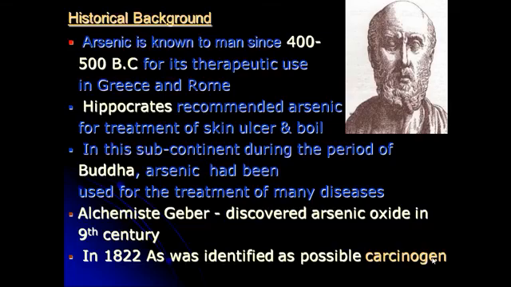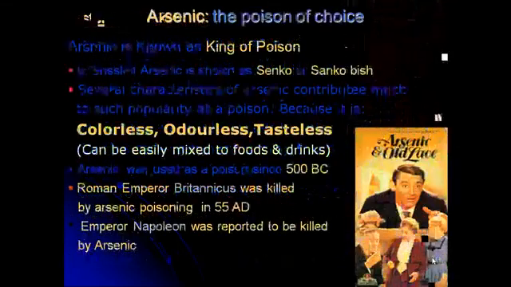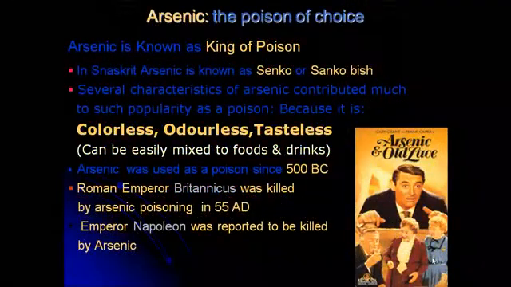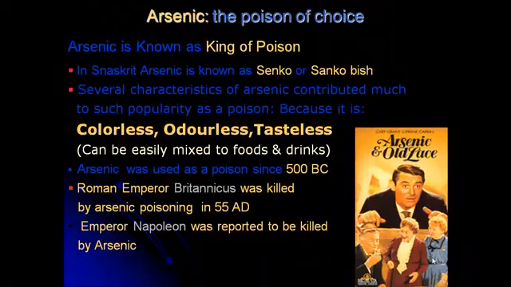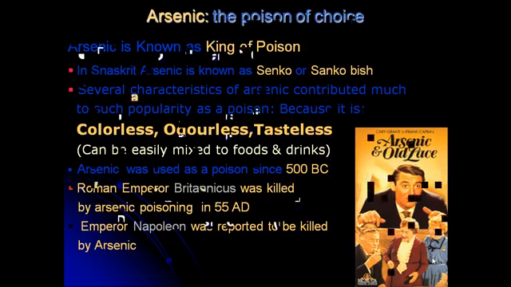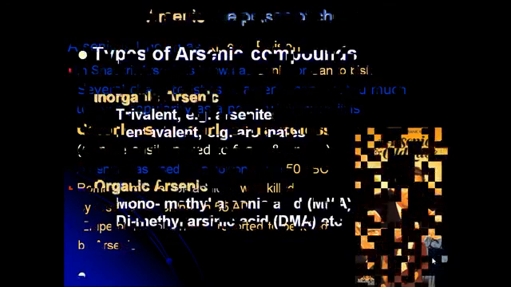In 1822, arsenic was identified as a possible carcinogen also. And historically, you will see that it is in fact a king of poison, because it is colorless, odorless, tasteless. It is said that Roman Emperor Britannicus was killed by arsenic in 55 AD. Even Emperor Napoleon was reported to be killed by arsenic.